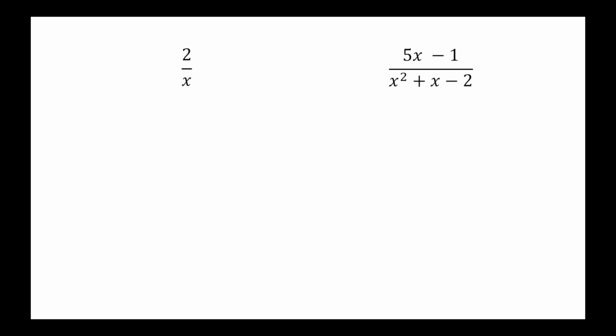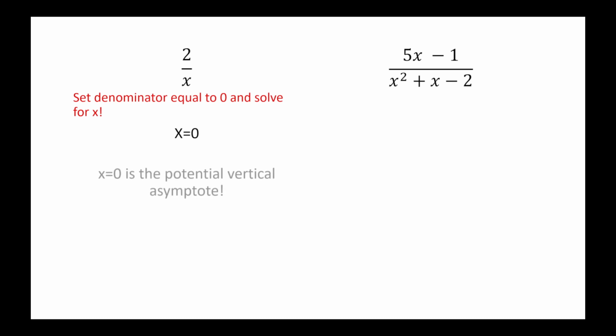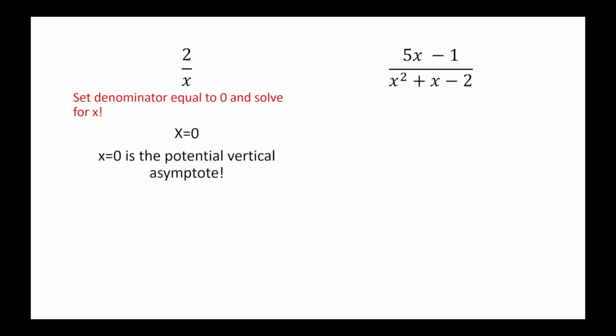So here are some examples. How can we solve for the vertical asymptote here? Let's think about it. Okay, let's start with the one on the left. So again, we're going to set the denominator equal to 0 and solve for x. And in this case, it's going to be pretty simple. Just set x, or our denominator, equal to 0. So what does that mean? Well, x equals 0 is our potential, and that's the key, potential vertical asymptote.